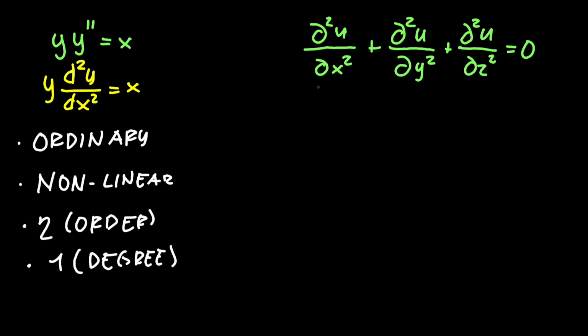Next problem. The second partial derivative of u with respect to x plus the second partial derivative of u with respect to y plus the second partial derivative of u with respect to z squared equal to 0. So, let's identify whether this is ordinary or partial. You can already see here that it has 3 independent variables, and also the d here has a curved line. So this is automatically a partial differential equation.